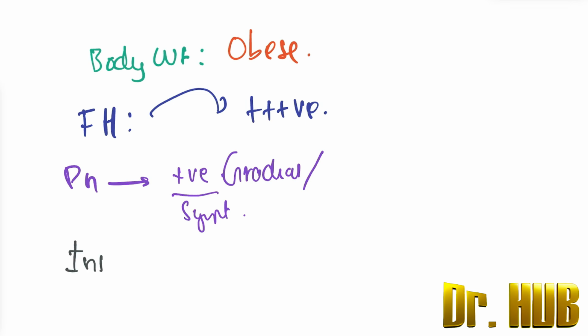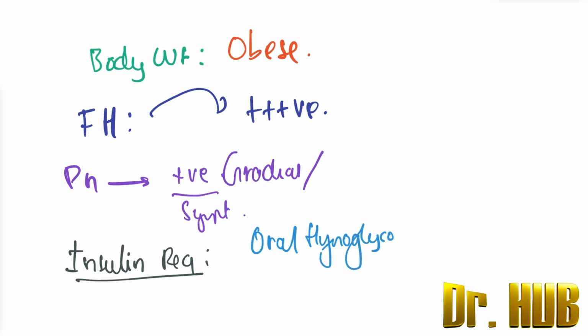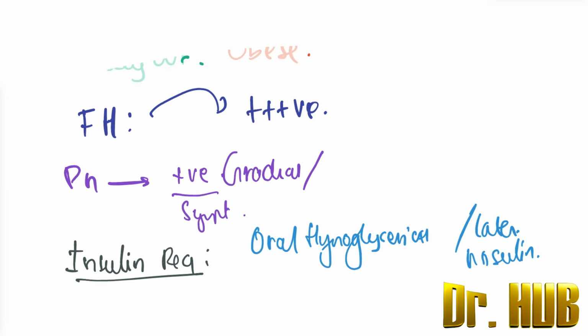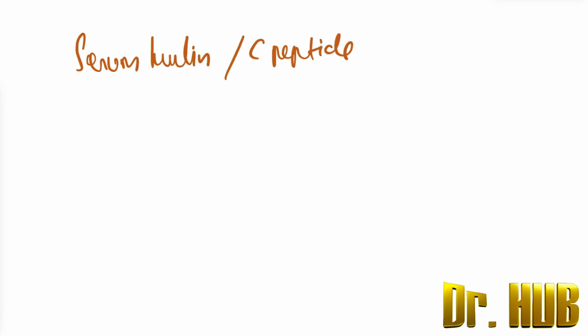Now let's look at the insulin requirement. In Type 1 it's absolute, and in Type 2 it is going to be oral hypoglycemics, and later insulin. Then we move on to the serum insulin level and the C-peptide level. This level was low in Type 1 diabetes mellitus, whereas here it is going to be high.